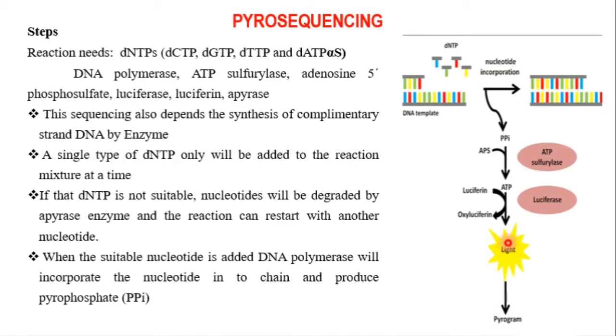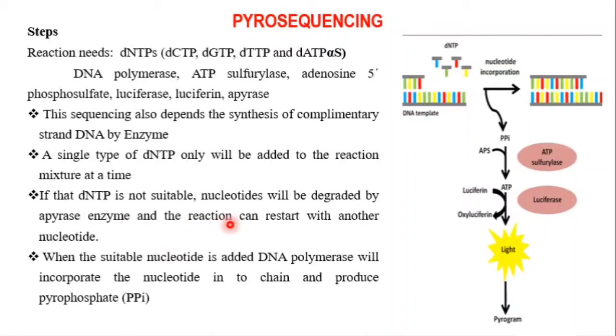That's the procedure. At a time only one type of nucleotide will be present in the reaction mixture. If that nucleotide is not complementary to our template nucleotide, then that nucleotide will be degraded by the enzyme called apyrase, and the reaction restarts with the next nucleotide. Sometimes dGTP is added, that is not suitable, so that unincorporated nucleotide will be degraded by apyrase, and the system will restart with another.